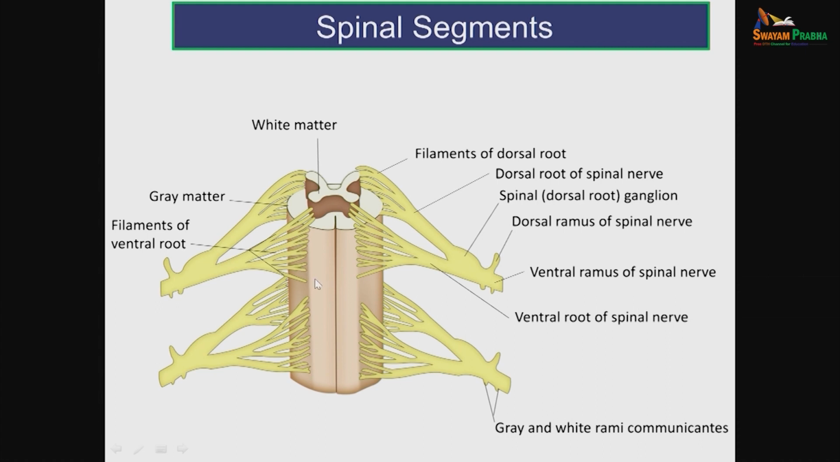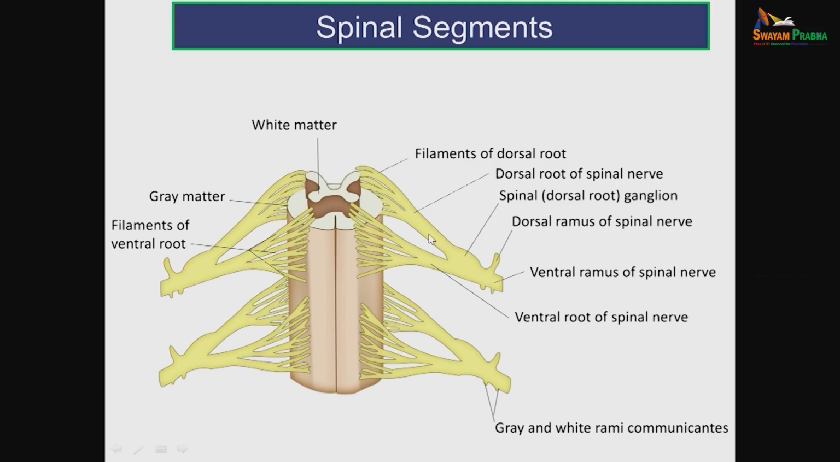As you all know, there are 8 pairs of cervical nerves, 12 pairs of thoracic nerves, 5 pairs of lumbar nerves, 5 pairs of sacral nerves and 1 pair of coccygeal nerves, making up to 31 pairs of spinal nerves. A typical spinal nerve is attached to the cord. This is the spinal cord. You can see the inner grey matter and outer white matter.